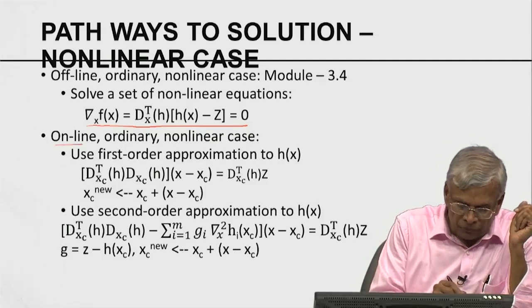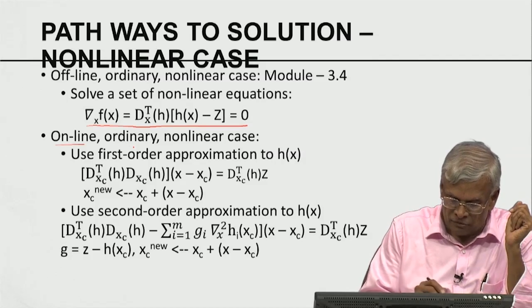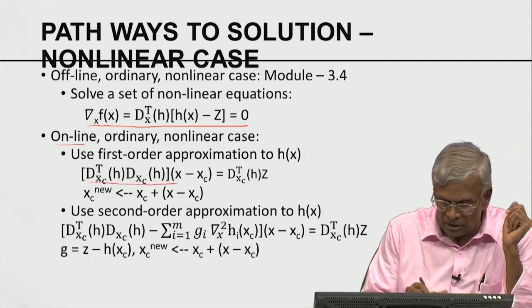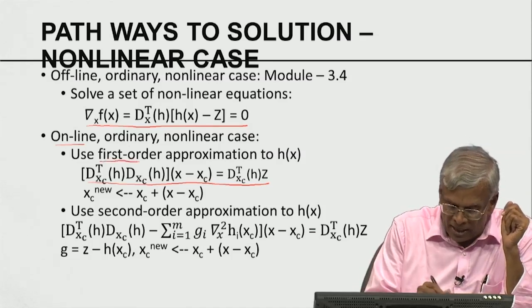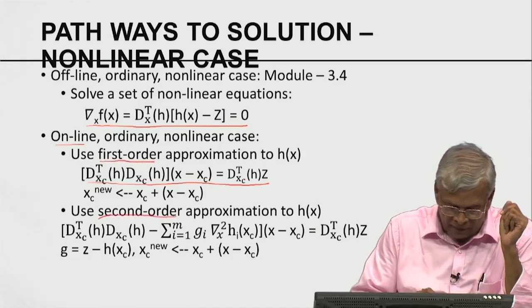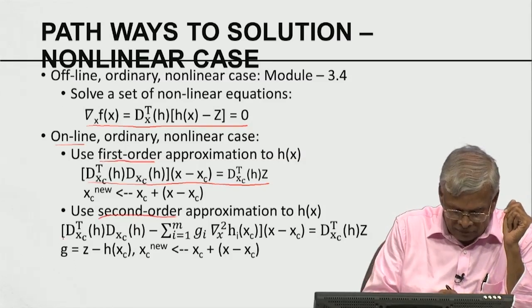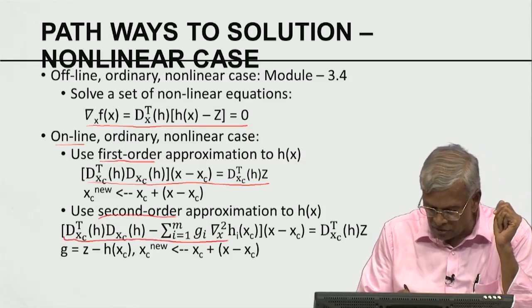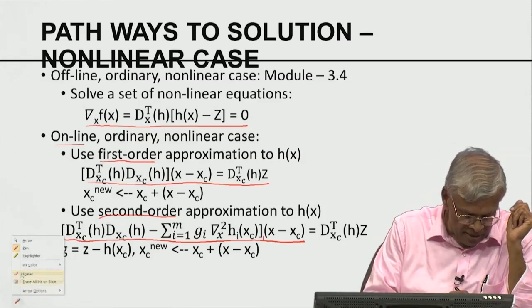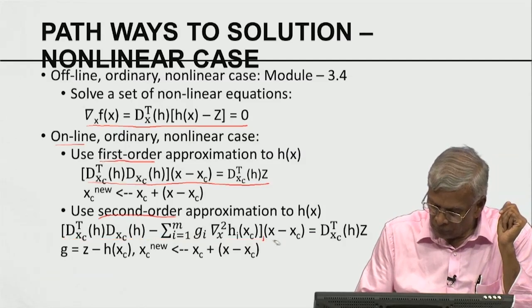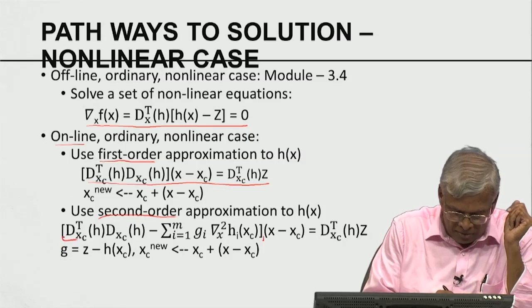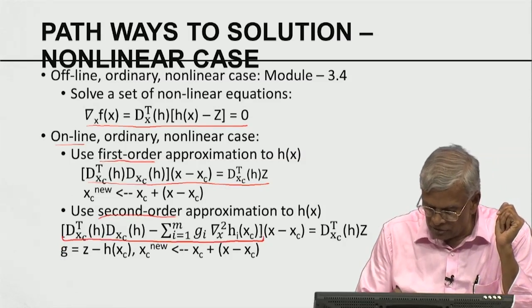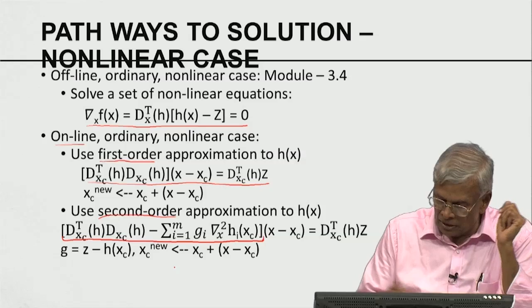In the online ordinary nonlinear case, again we are going to be solving these kinds of equations. This is for the first order case. In the second order case, again we are going to be solving systems where the system matrix is given by this. The system matrix is a large matrix. The expression for it is large. We have to solve this system matrix.